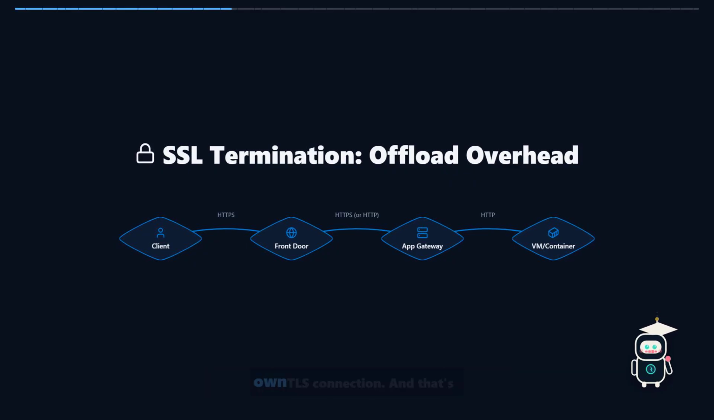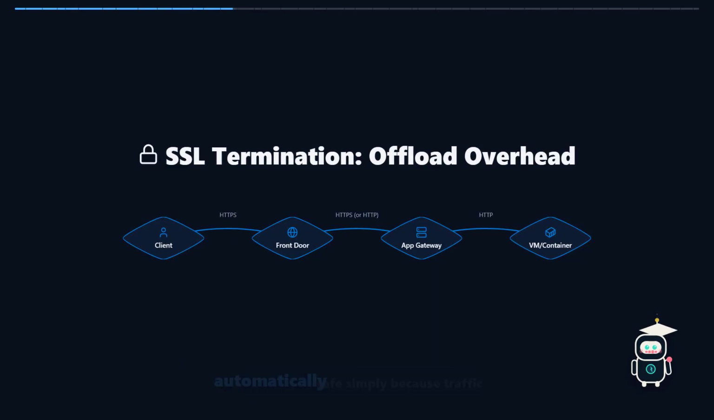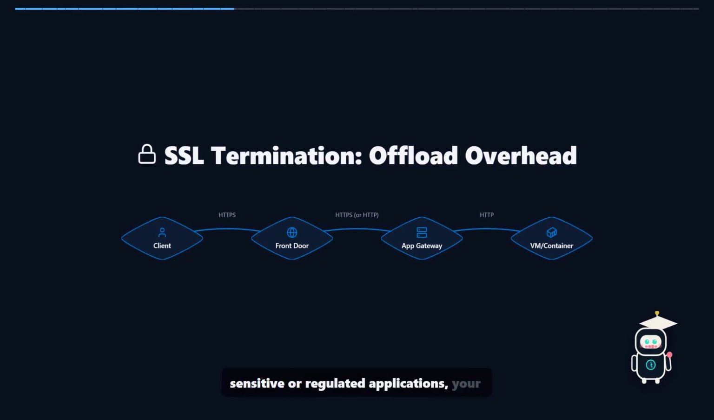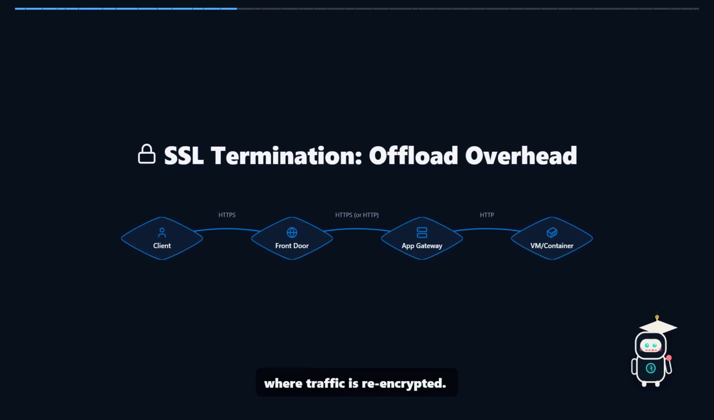Each segment can have its own TLS connection, and that's important. Don't assume HTTP is automatically safe simply because traffic is inside a VNet. For sensitive or regulated applications, your requirements may call for encryption across every segment. The architecture determines where TLS terminates and where traffic is re-encrypted.